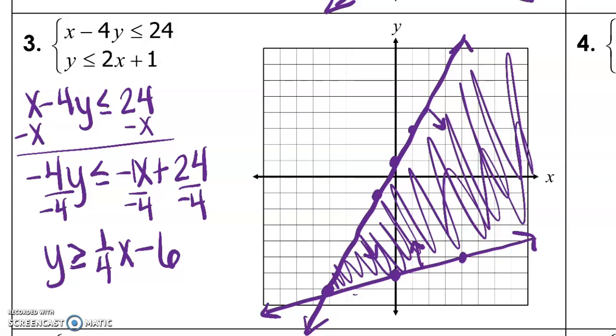If you want to check your answer, you would pick an ordered pair that's in the shaded region, like 1, 1, or you could even pick 0, 0. Plug those into each inequality and make sure it works. It's got to work in both of them to make sure it's correct.